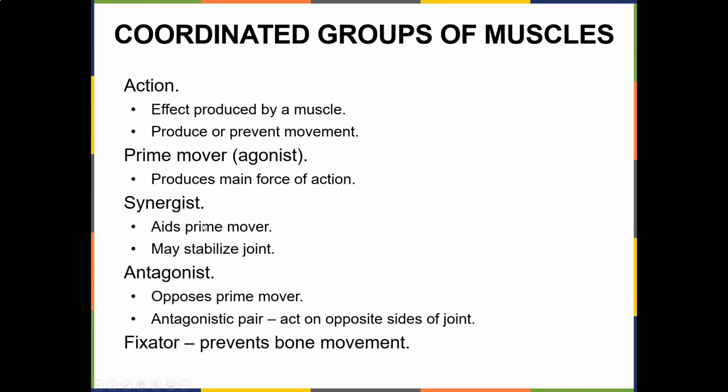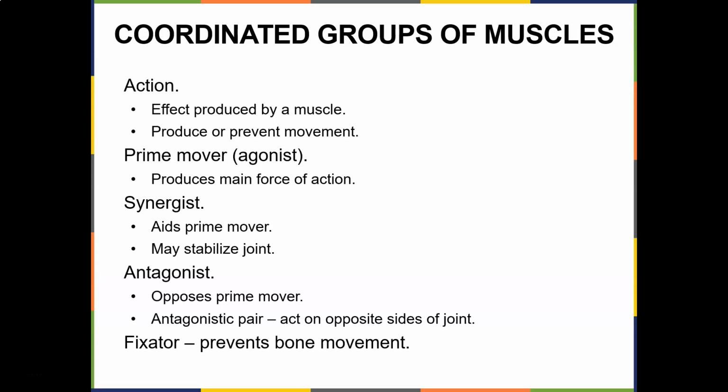Okay. Now, coordinated groups of muscles. What's the action? Remember, muscles produce action and effect. They produce the movement and force. The prime mover is the agonist, produces main force of action. So let's say if I want to bend my elbow, my prime mover agonist is going to be my biceps. Synergist aids prime mover, may stabilize the joint. So the brachioradialis or the brachialis, those can help.